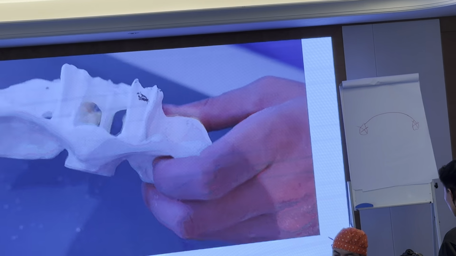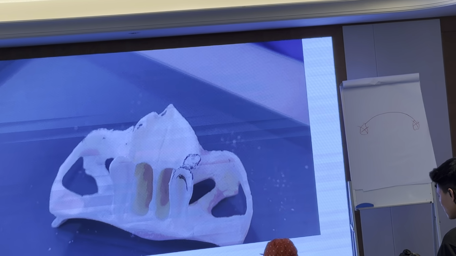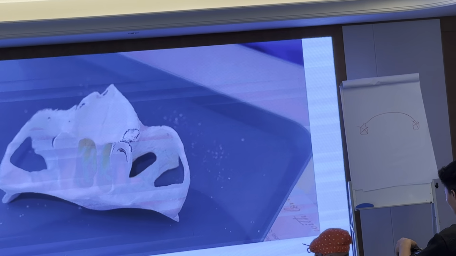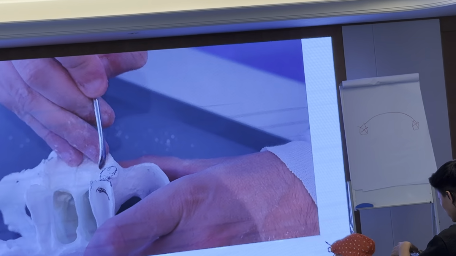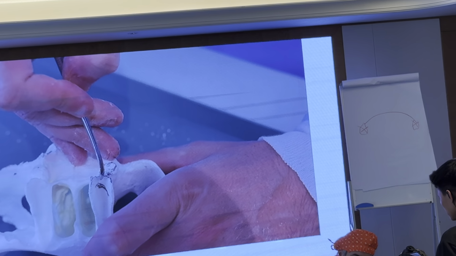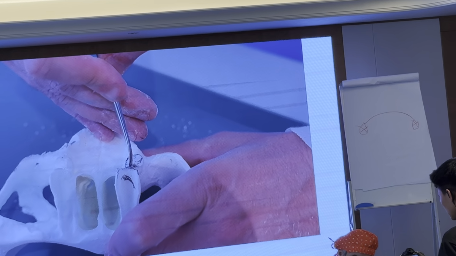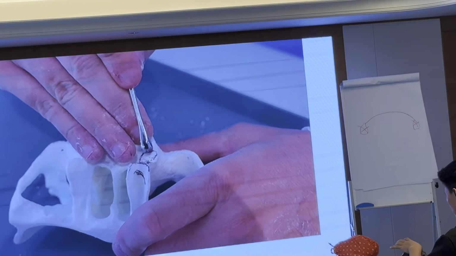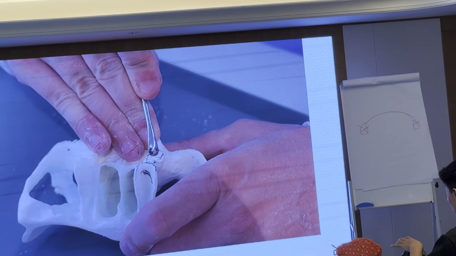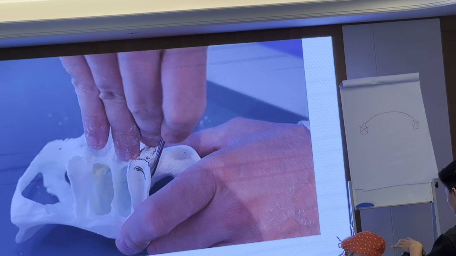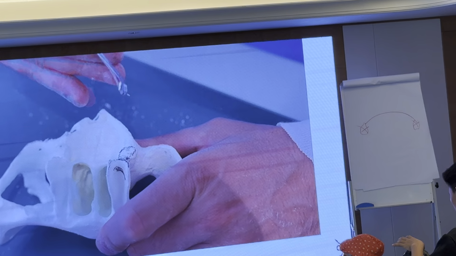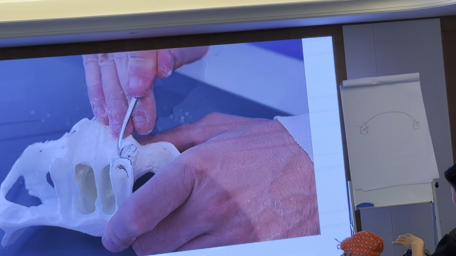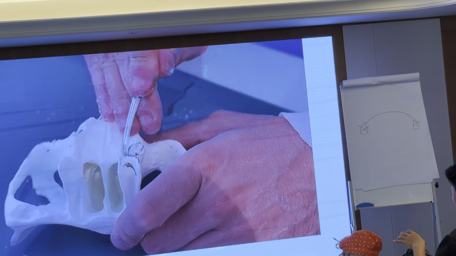Good. So when you do the flap, what do you do? You start with the knife behind the tuberosity. Then you go mesial. Then you start to raise the flap. So you go from crestal to vestibular, crestal to vestibular, crestal to vestibular. Then from crestal to medial, from crestal to medial.